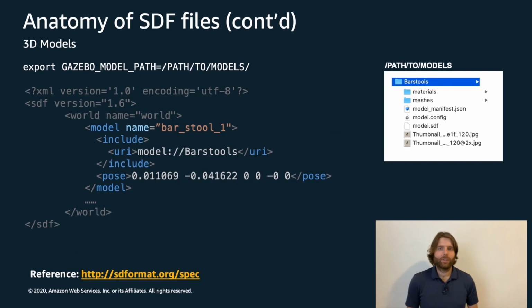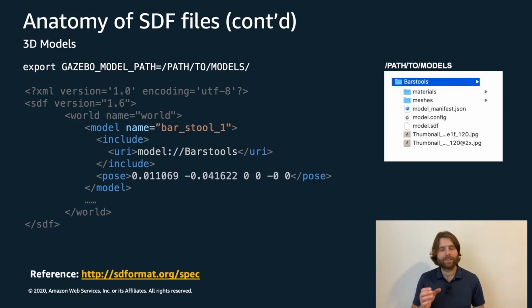So the final area we're going to dig into here is 3D models. Here's how you can define a 3D model within a Gazebo world in an SDF file. The cleanest way is to just include a 3D model in the world instead of putting it in directly. So in this structure, what you'll notice is we have an include tag, and then it points to a model that's in a model database called bar stools.